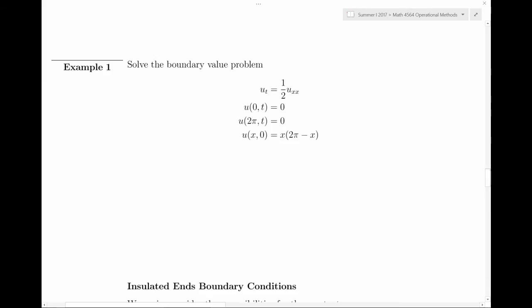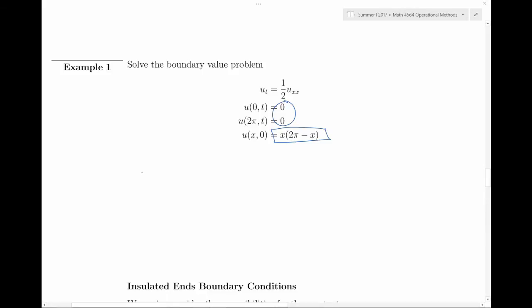Let's look at a very quick example. Here we have the heat equation u t equals 1/2 u xx. We have the length of the interval is 2 pi, and then at both ends the temperature is 0. Also initially, this is the temperature distribution in our thin rod. So, what will be the solutions?